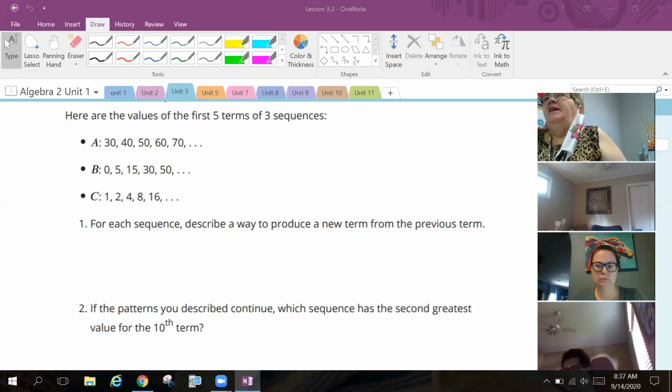Okay, so the main thing we're learning here with all this is that you're comparing the different sequences and trying to recognize if the sequence is arithmetic, geometric, or possibly neither. Okay, so there's some things that we could say about these sequences.